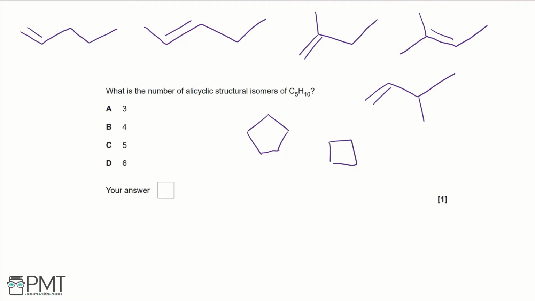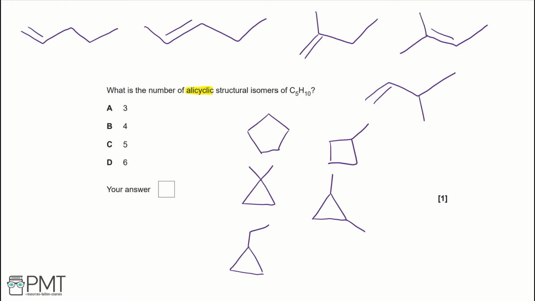Then we can have cyclobutane with a side chain, or cyclopropane with 2 side chains. But these 2 side chains could be at different points on the triangle, as shown here. And then we could have an ethyl group coming on the top or from any corner, but it would be the same. Then we need to look at which ones are alicyclic.